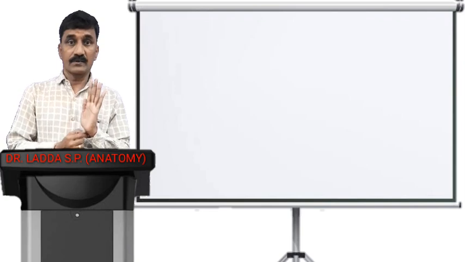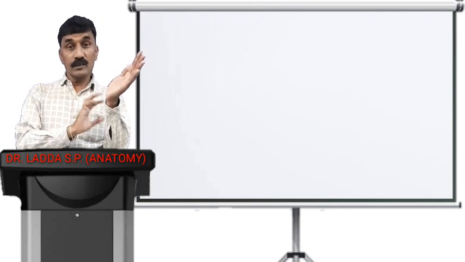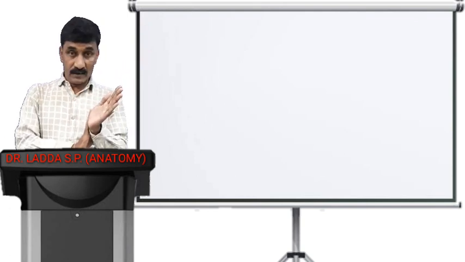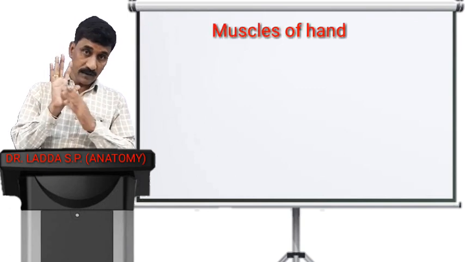Among these three deep muscles, not the whole muscle, but half of one muscle, which is that muscle? Flexor digitorum profundus. It is a big muscle. Half of that flexor digitorum profundus is supplied by the ulnar nerve, and the remaining half is supplied by the median nerve. So these are the two muscles of the forearm which are supplied by the ulnar nerve.